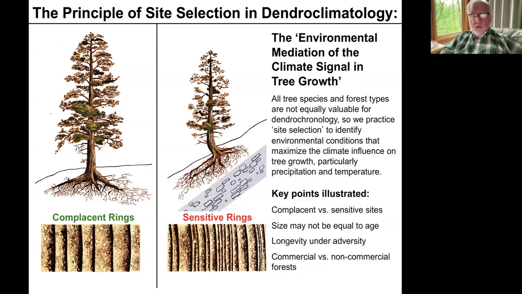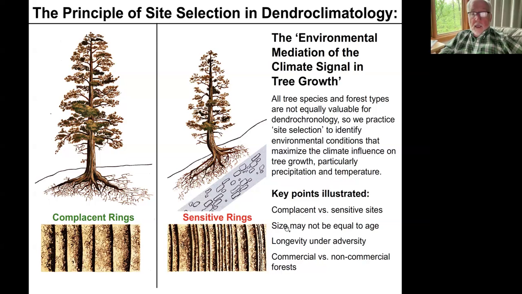We look at the forest and we try to identify locations in the forest where we can maximize the climate signal. So all trees and forest types are not equally valuable for dendrochronology. We practice site selection to identify environmental conditions that maximize the climate influence on tree growth, particularly precip and temperature. And there are four things illustrated here. The complacent versus sensitive sites.